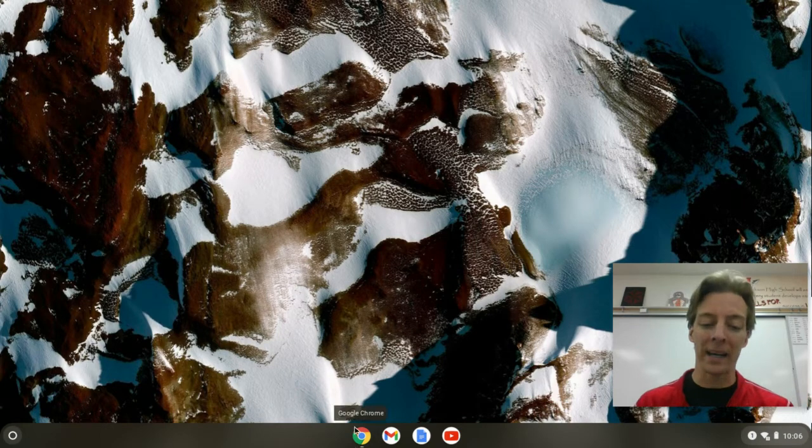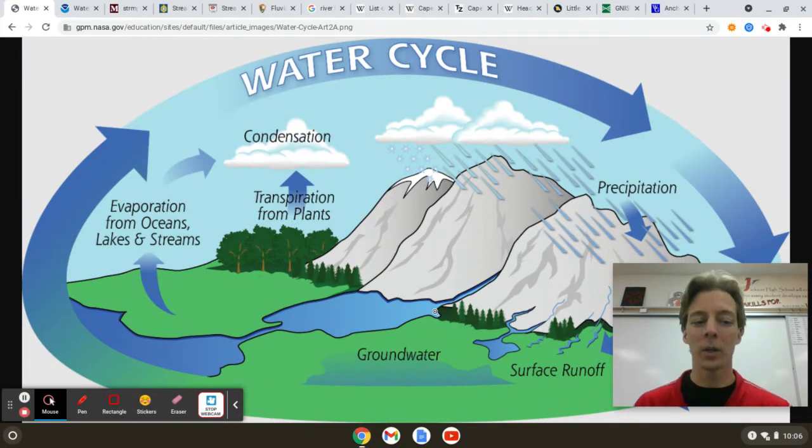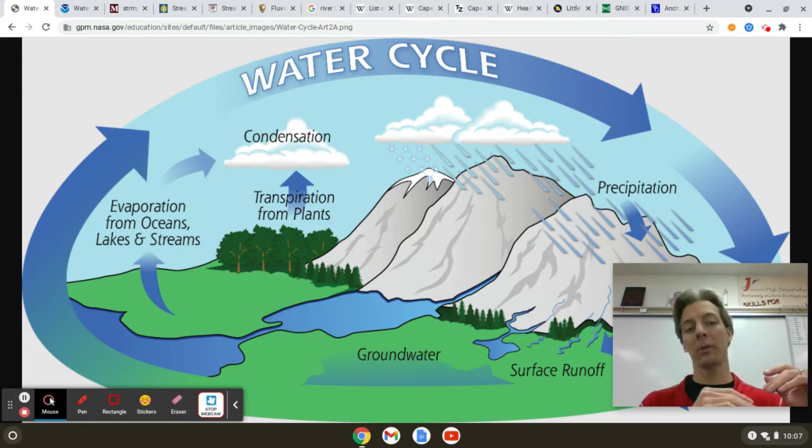Let's look back at the water cycle. I know it's your favorite. We're going to take two quick glances at it. We're going to use NASA, and we're going to use NOAA, and we're going to compare and contrast. All right? Here's a NASA picture for you, the water cycle. You can have precipitation, you can have runoff, you have groundwater, and then you have evaporation, transpiration, and condensation.